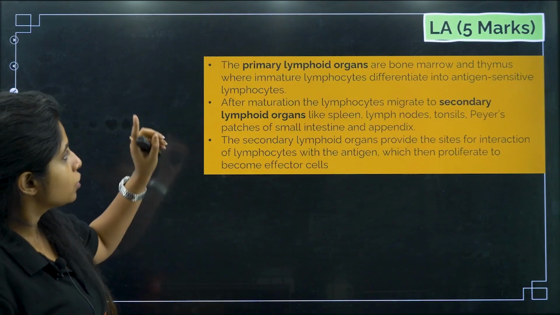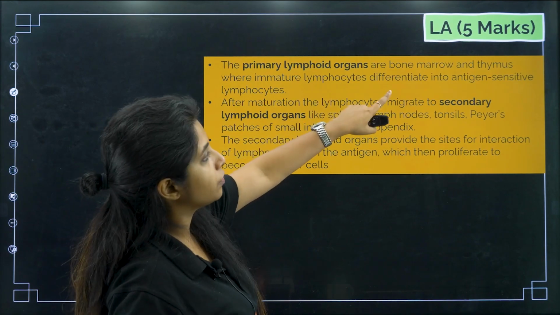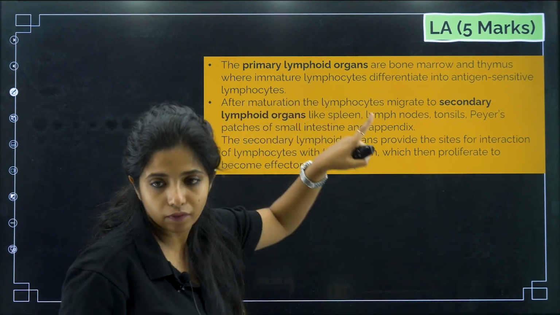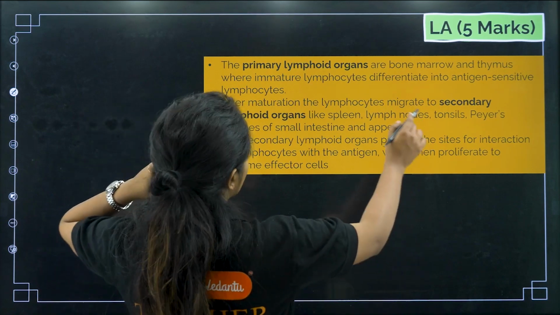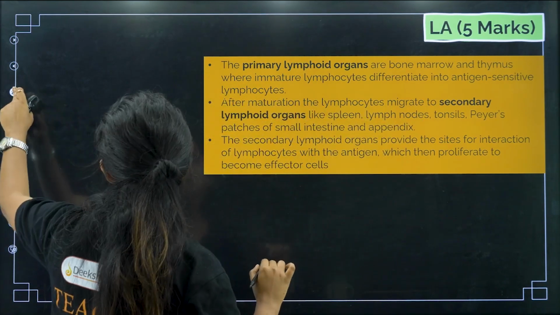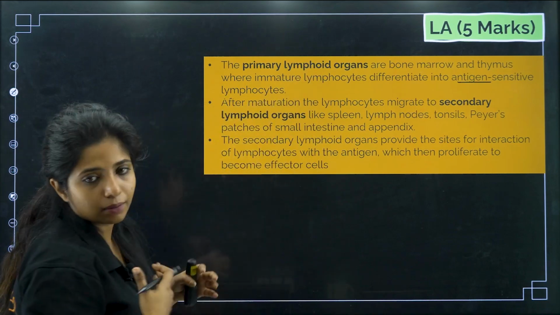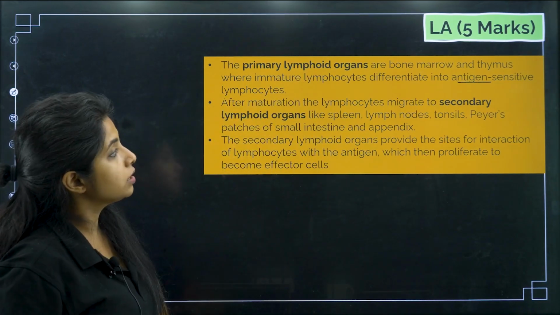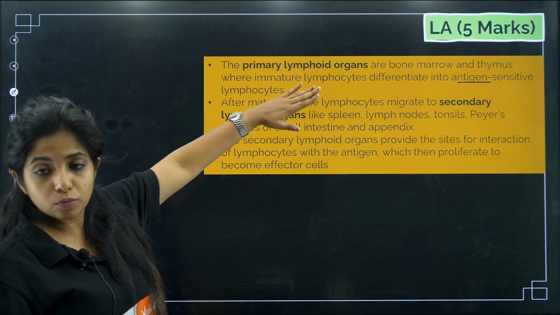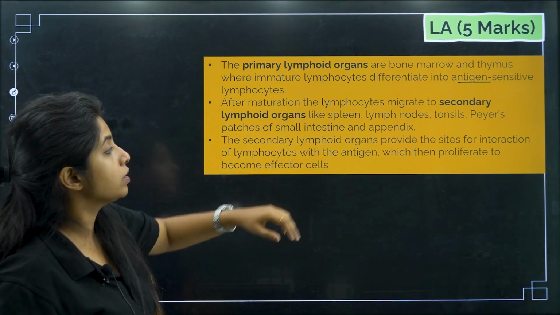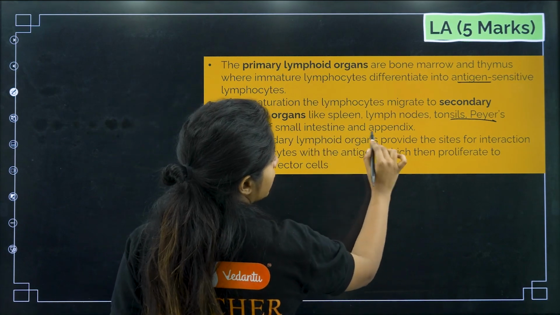The primary lymphoid organs are bone marrow and thymus, where immature lymphocytes differentiate into antigen sensitive lymphocytes, as in if anything foreign comes, they will be sensitive to it. After maturation, the lymphocytes migrate to what? Secondary lymphoid organs. Once matured, they move to secondary lymphoid organs like spleen, lymph nodes, tonsils, Peyer's patches of the small intestine and appendix.